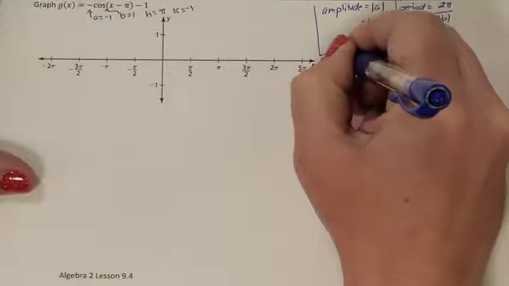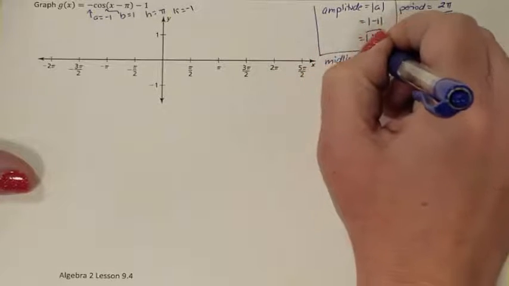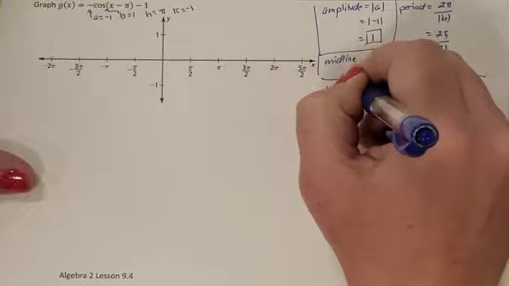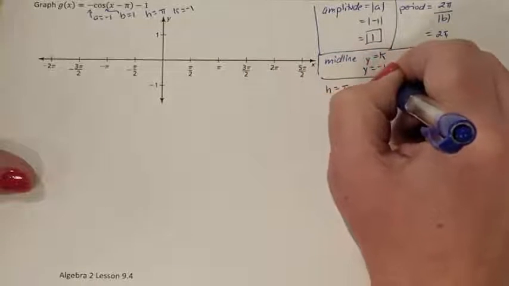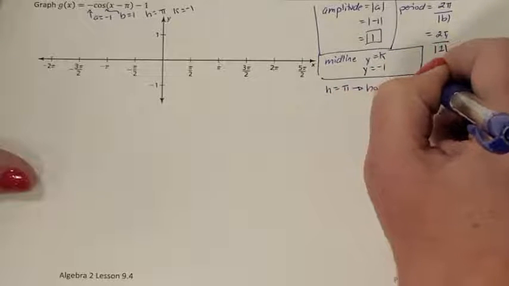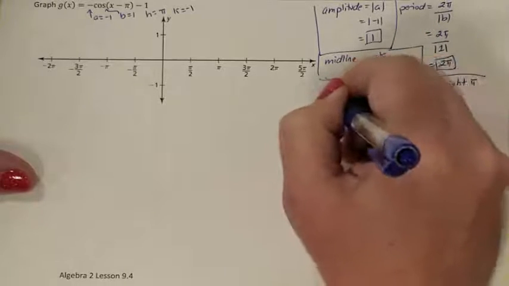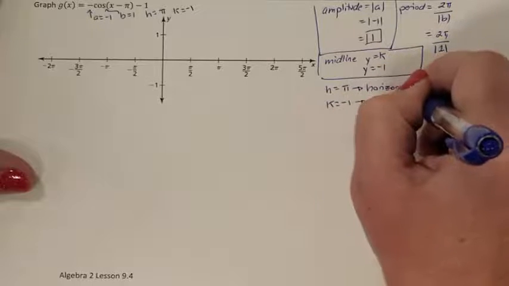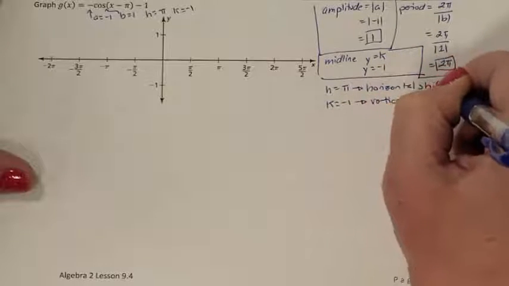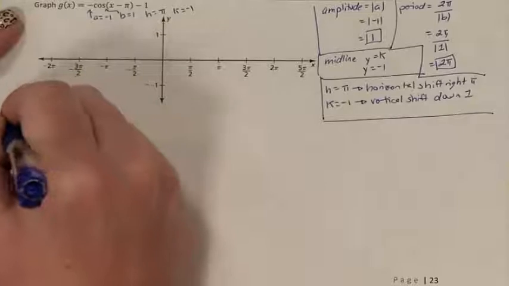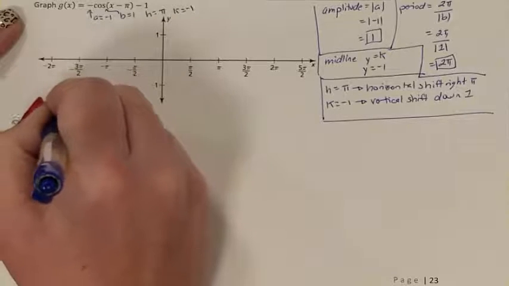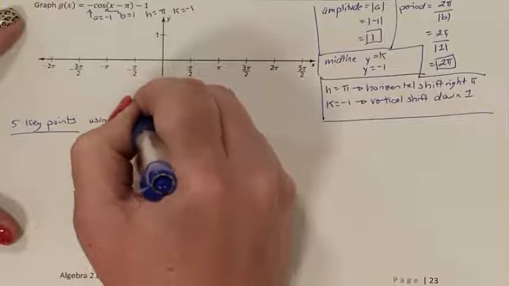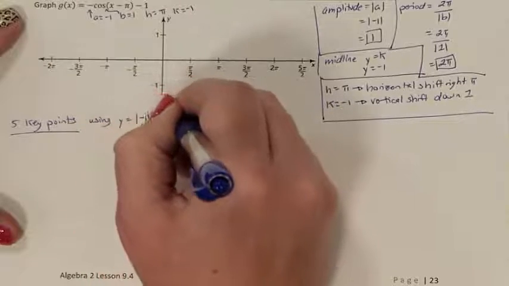My middle line is the formula y equals k, and my k is a negative 1. My h, which is pi, tells me my horizontal shift, so I'll be horizontally shifting to the right pi. And my k, which is a negative 1, always does my vertical, so this is a vertical shift, and because it's negative, that means we're going down 1. Now we just need to find our 5 key points, and because this is a reflection, you're going to find your 5 key points pretending it's the positive of the function.